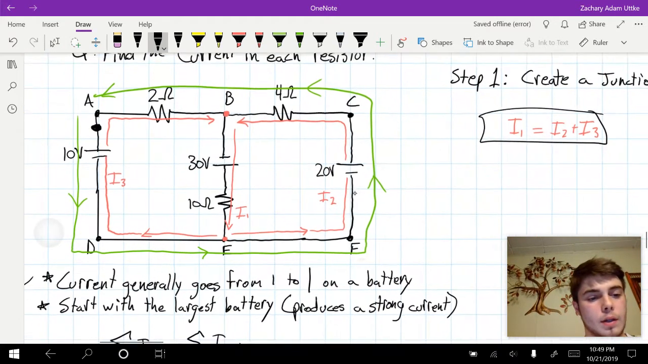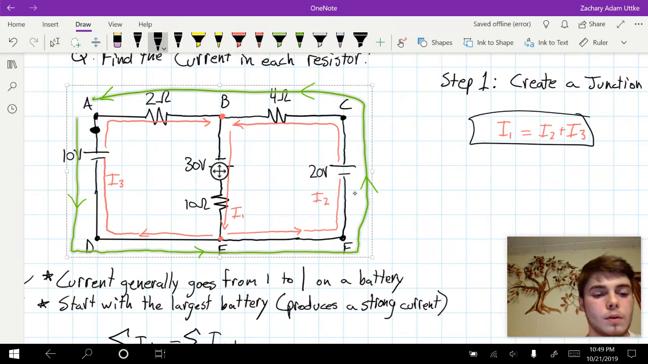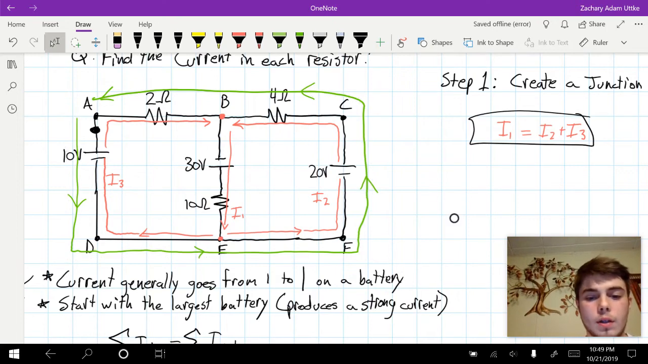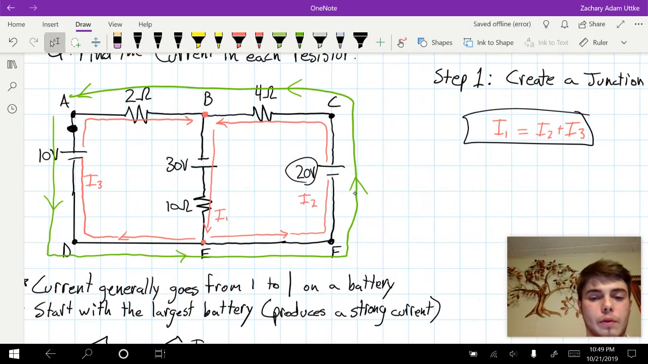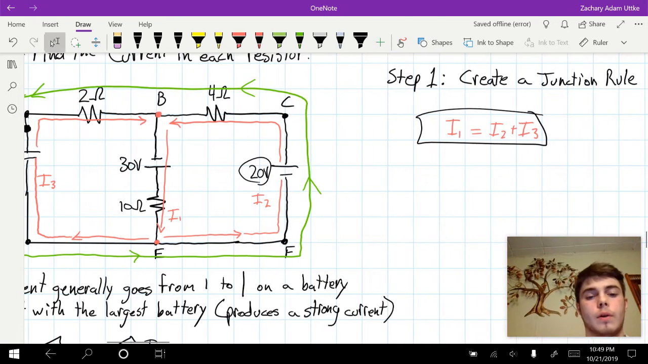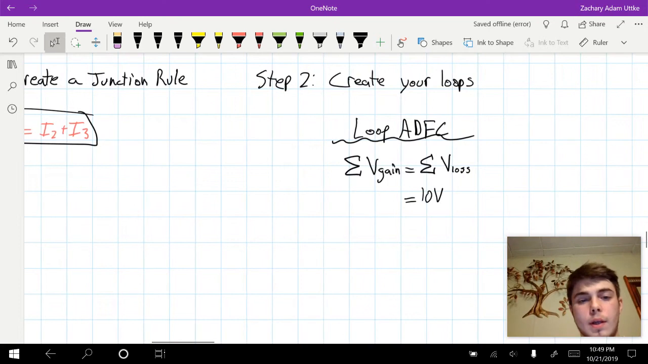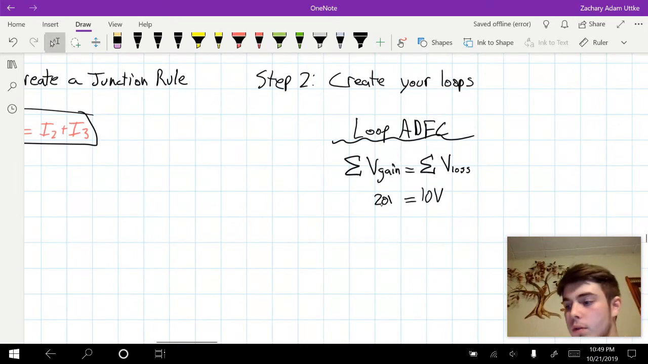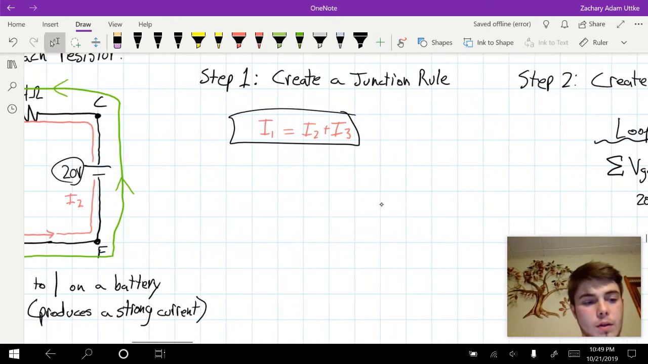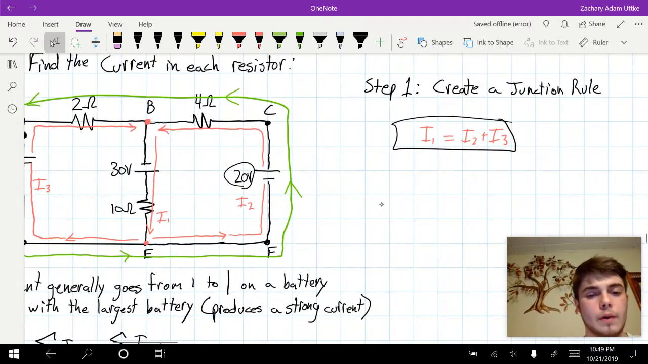Okay, and now let's keep moving. So we reach D. Okay, we keep moving. We reach E, we reach F, and now we reach this 20 volt battery. So when we go through this 20 volt battery, we're going through it the correct way, so to speak. So on the gain side, we write 20 volts. Okay, now let's continue moving. Now we get to point C, and then we hit this 4 ohm resistor.